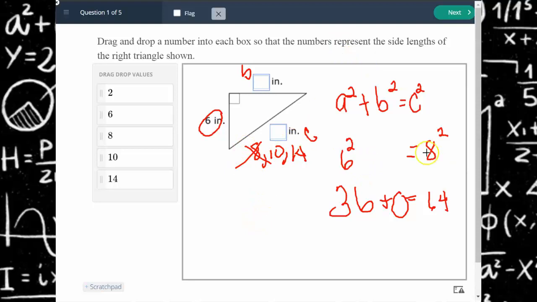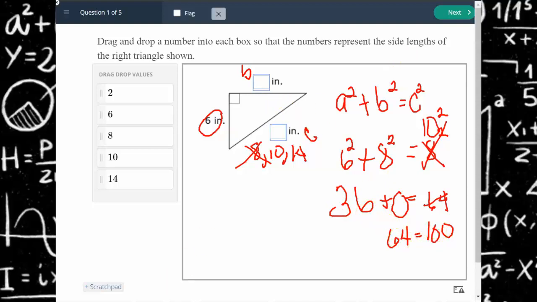So let's try 10. If this hypotenuse was 10, that would be 10 squared, making this 100. So what would this value be? 36 plus what equals 100? If you do that math, 100 minus 36 gives me 64. 64 is a perfect square. That would make this 6 squared plus 8 squared equals 10 squared, a true mathematical statement, because 6 squared is 36 plus 8 squared, which is 64, and together 36 and 64 equals 100.